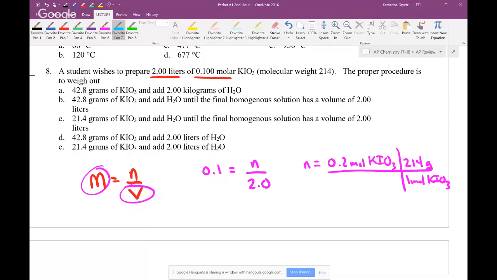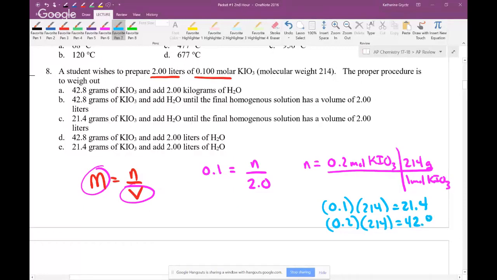Okay. So you have to be able to do this in your head. But if you're looking at the options, it's either 42.8 or 21.4. Well, 21.4 would have been 0.1 times 214. Okay, all right. And 0.2, then that's double it. Mm-hmm. So you get 42.8. So we know our mass is 42.8. So C and E are out. Then the next part is the actual procedure, what you do.